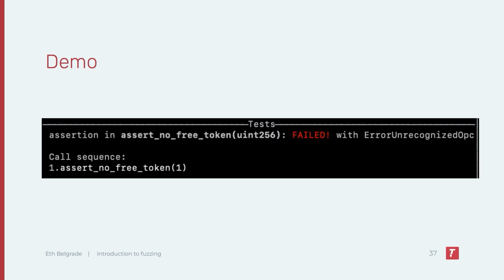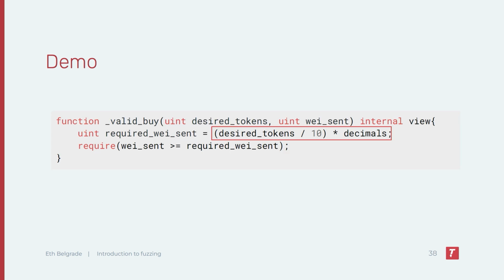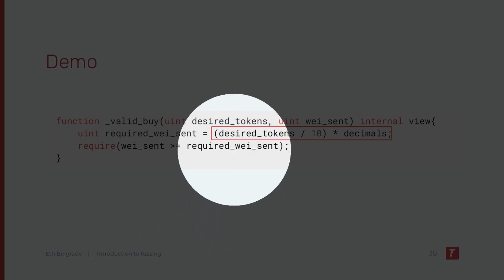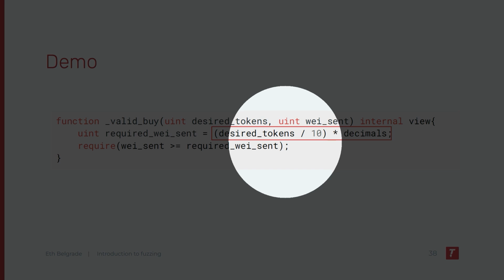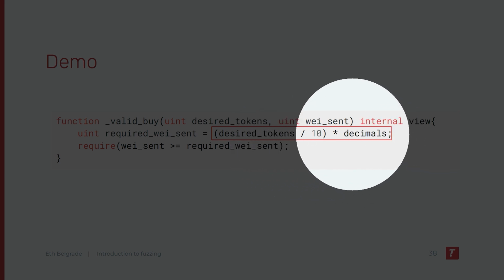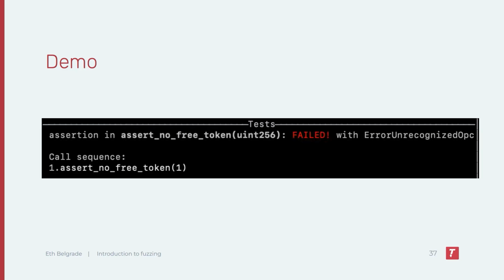If you run this with Echidna, it's going to say it did manage to find a bug, it did manage to find a way to break this invariant. Why is that? If we go back to the code and look a bit deeper, the way we do the arithmetic here is that we take the number of tokens, divide by 10, and multiply by decimal. And the fuzzer told us that it did manage to mint some token for free with an amount of 1.